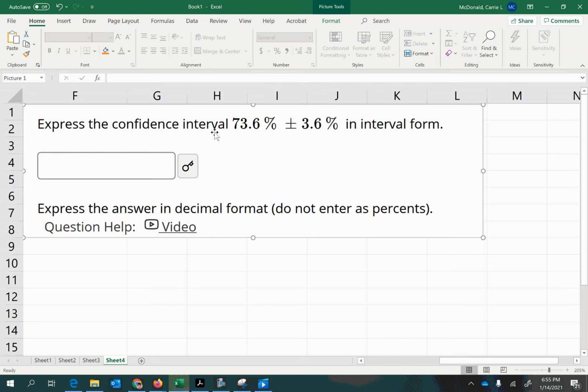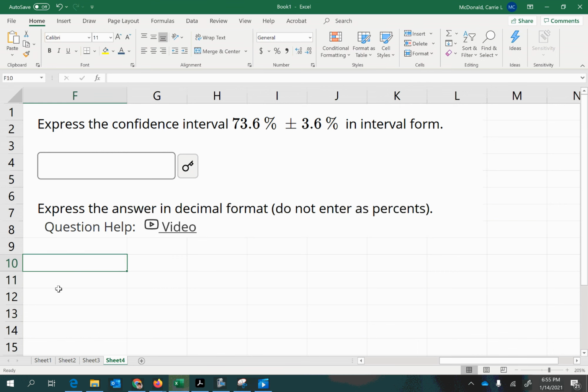Express the confidence interval 73.6% plus or minus 3.6% in interval form. Express the answer in decimal format. Do not enter as percents. Okay, so let's figure this out.